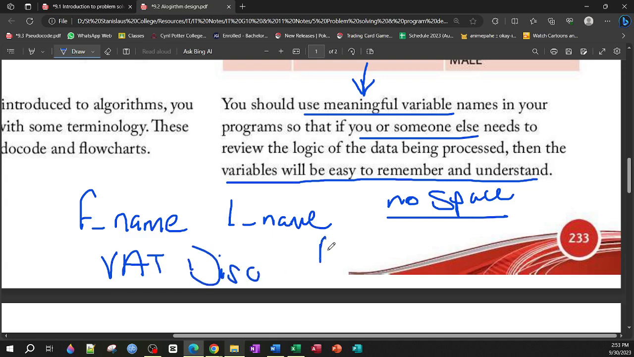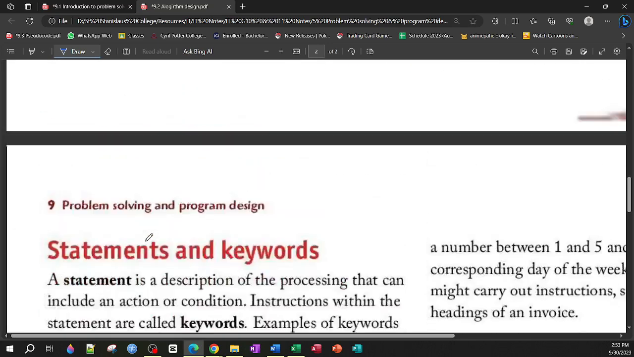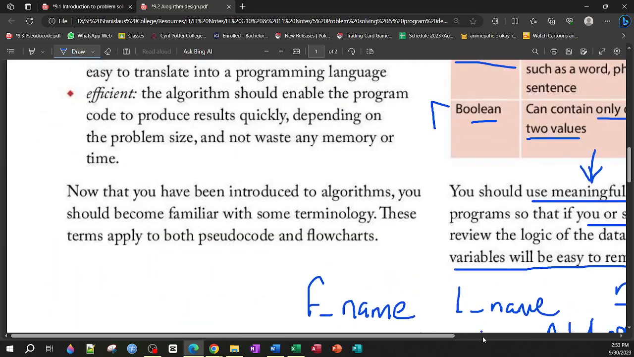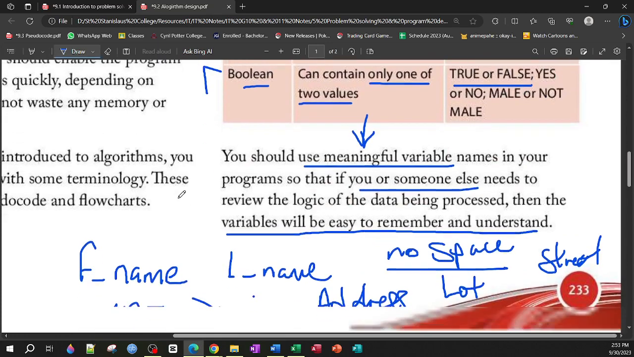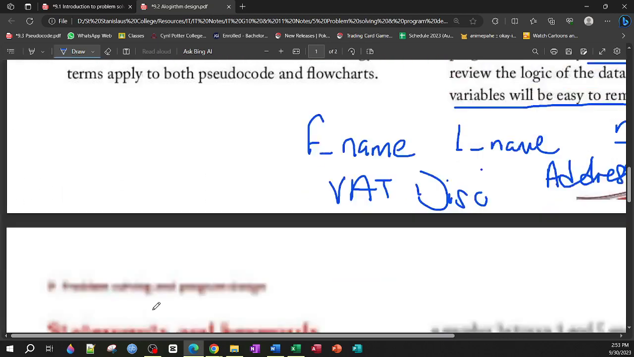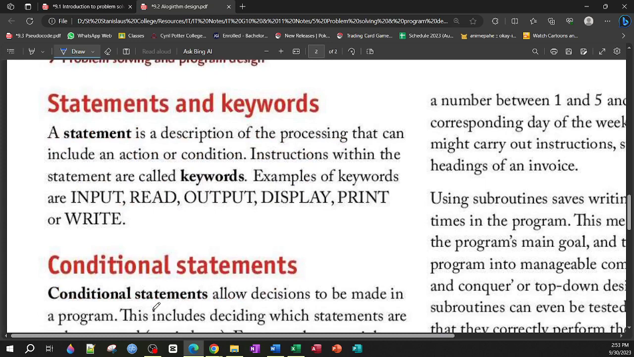We name it, we can't just say address. We got to break it up also. So the lot, the street, so we can know what parts of the address and so on. So each variable name must make sense once you look at it. One look at it should be able to tell you exactly what it is. Good. So that is it for variables. That's it for constants. If no questions, we're going to move on to statements and keywords.